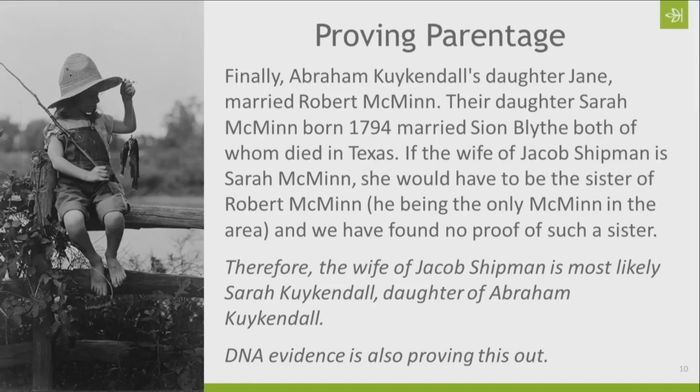So Sarah McMinn cannot be the wife of Jacob Shipman because we can track her living an entirely different life with an entirely different husband in an entirely different place. And there is no proof that there was another Sarah in the family of Robert McMinn. Therefore, the wife of Jacob Shipman is most likely Sarah Kuykendall, daughter of Abraham Kuykendall, and we've proved, at least to my satisfaction, the parentage of Matthew.